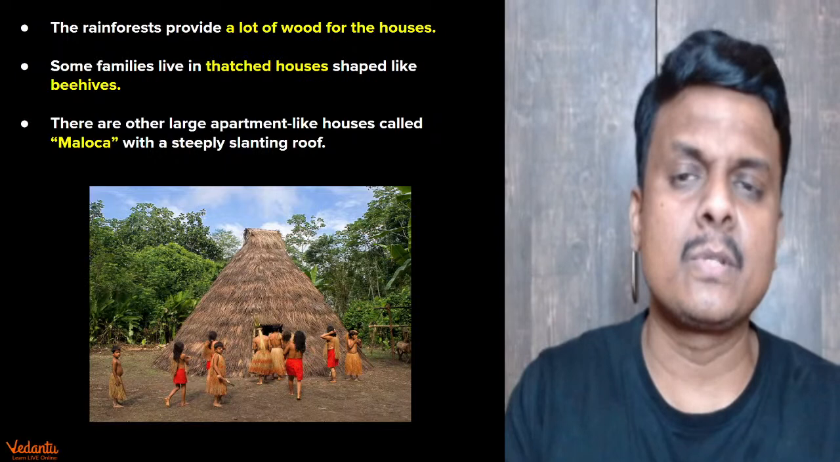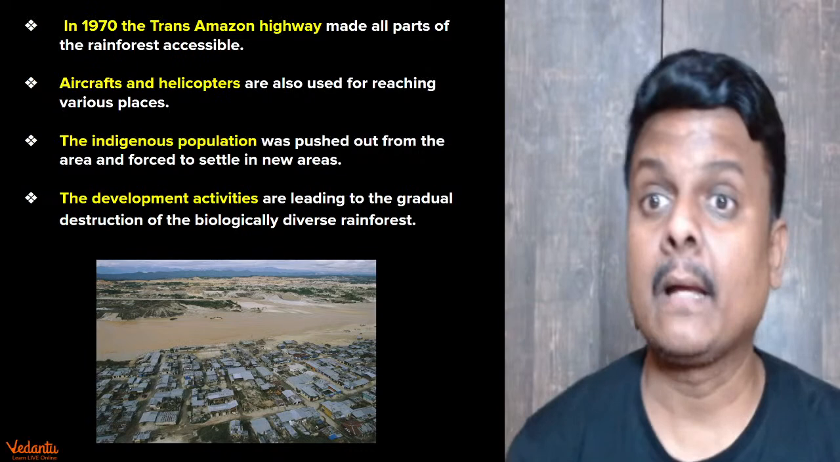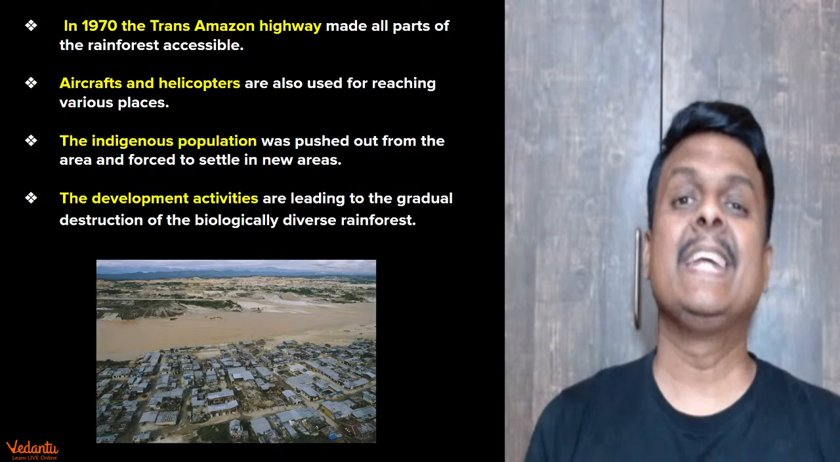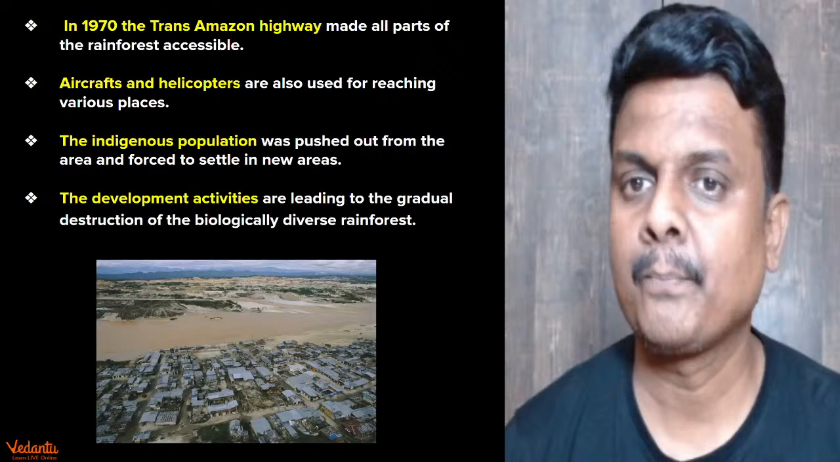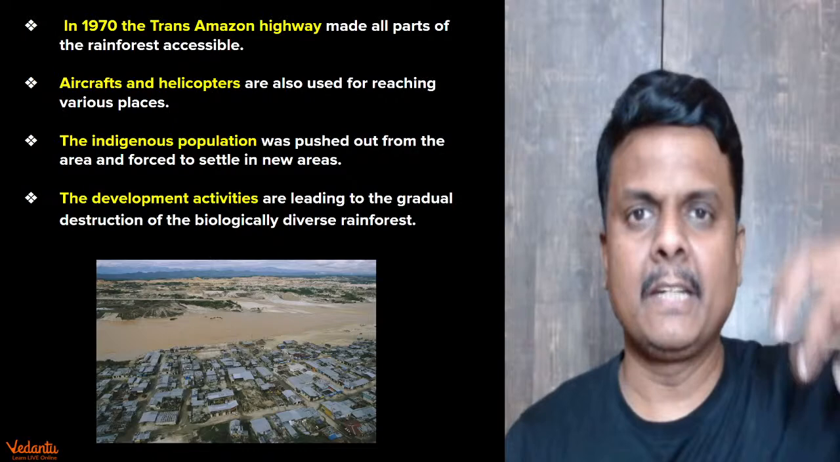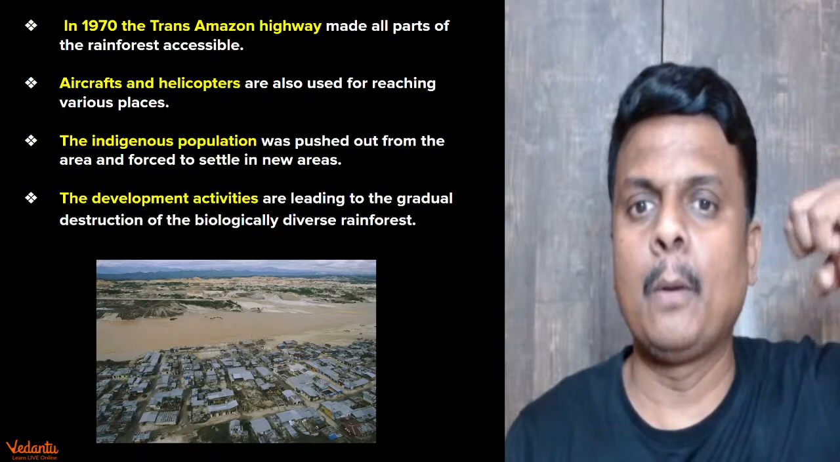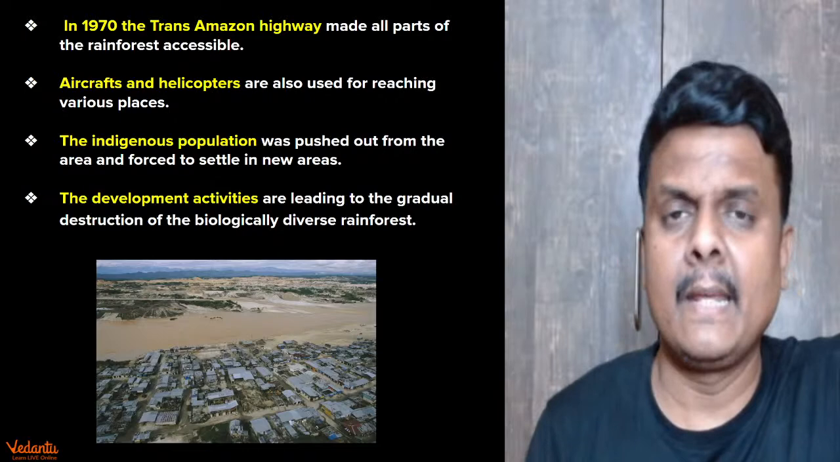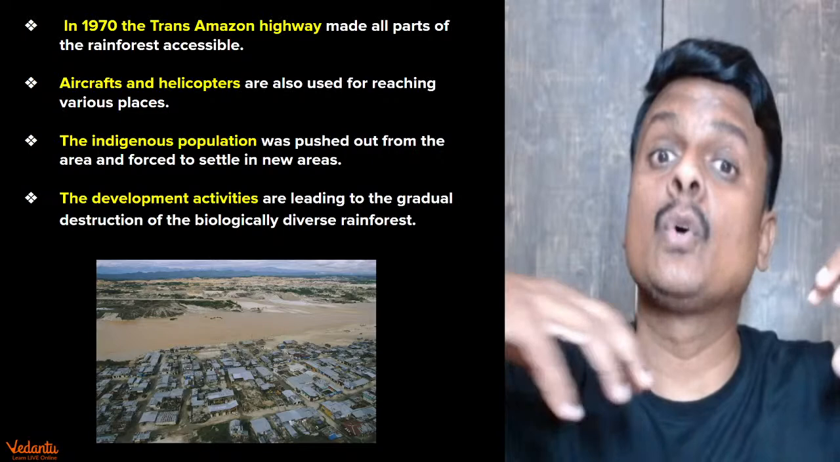Now coming back, in 1970, the Trans-Amazon Highway was built, and it made almost all parts of the rainforest accessible for humans. Aircraft and helicopters can now reach various parts of the Amazon. The native people who are originally there are called the indigenous population. They were pushed out from the area and forced to settle in different areas. The moment outsiders started coming, the native population was naturally forced to go somewhere else.